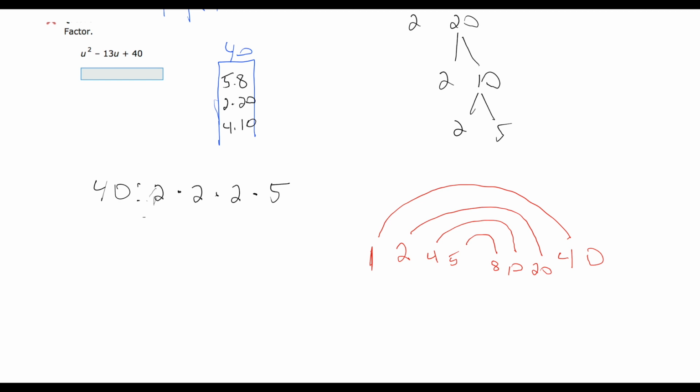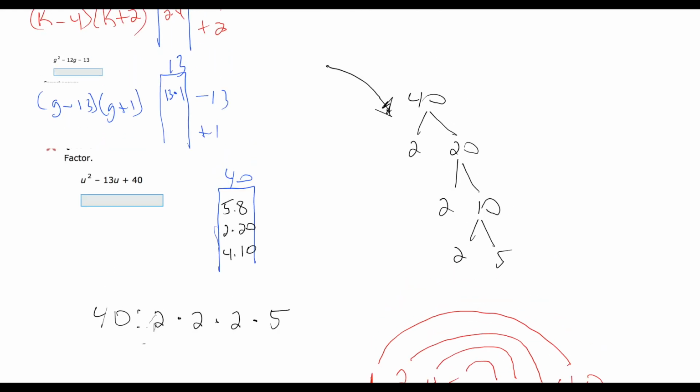Okay, so you can do a factor tree or a factor rainbow. All right, so which ones do we use? 8 and 5. All right, so how can 8 and 5 give us what? Negative 8 and negative 5 add up to negative 13. So we got boom, boom, boom, boom. And what do we have? We get u minus 8 and u minus 5.